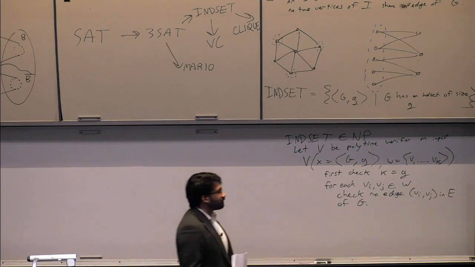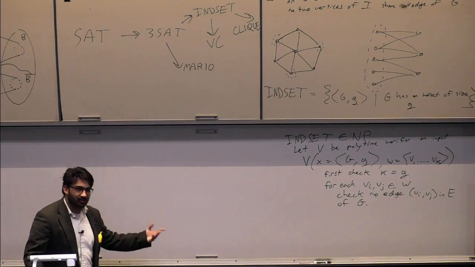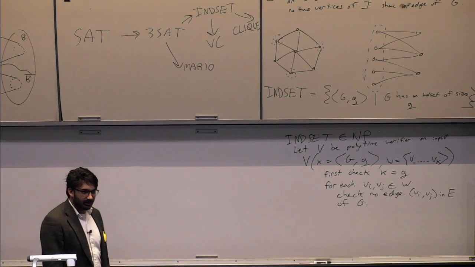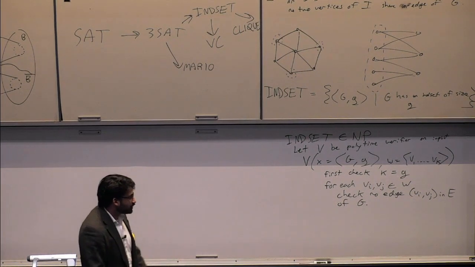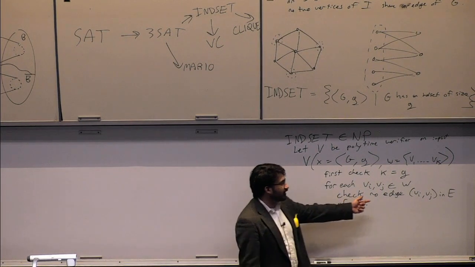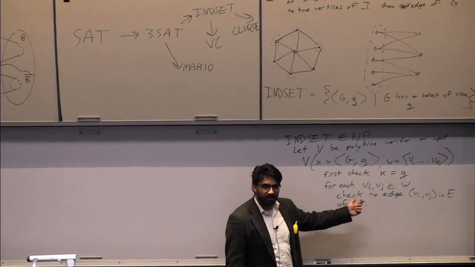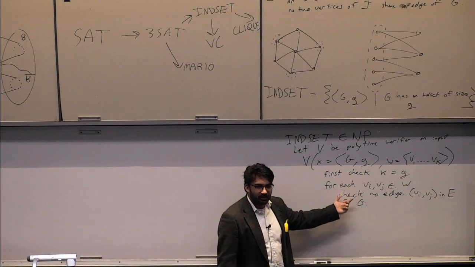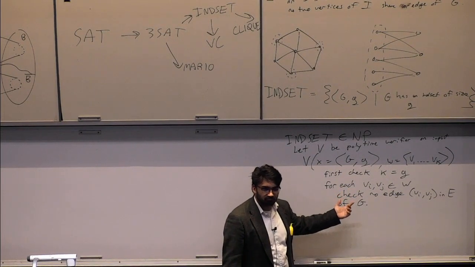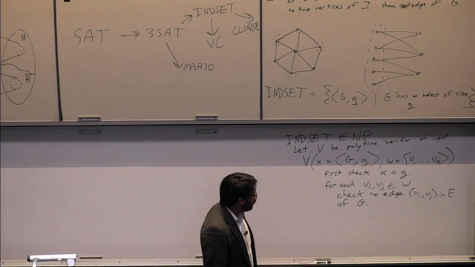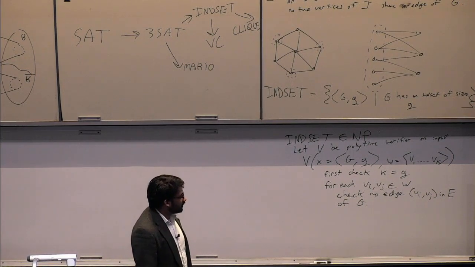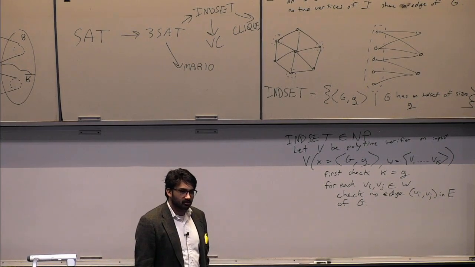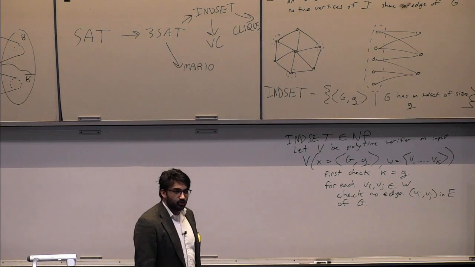Now, what is the runtime of this? I said you don't have to say the runtime, but sometimes it's obvious what the runtime is. We're checking every pair of vertices in the answer, and K is at most the number of vertices in G. So this is going to take n squared, right? Obviously polynomial time. We did have to have this edge case, though, of checking that the number of vertices was the right size.